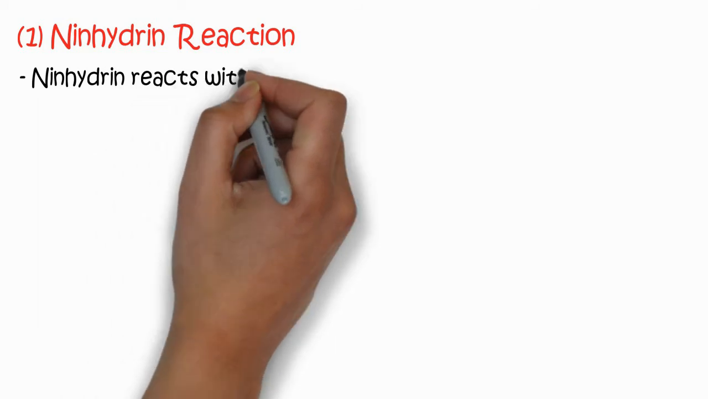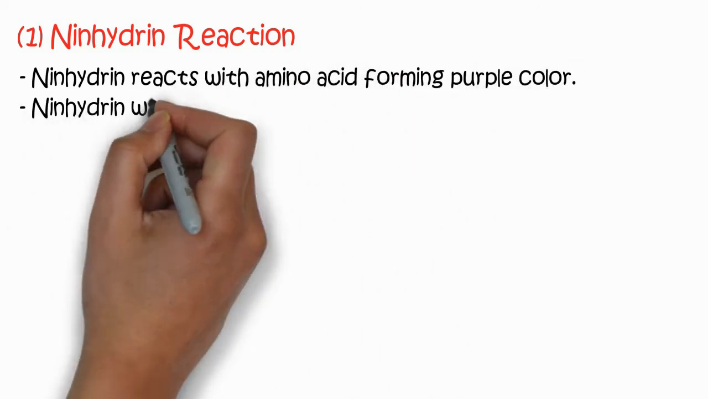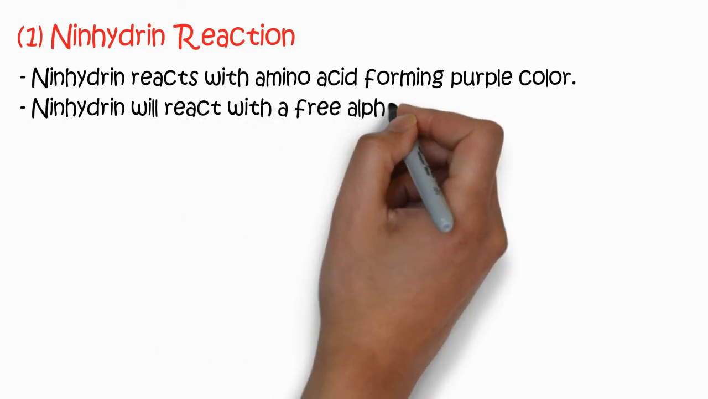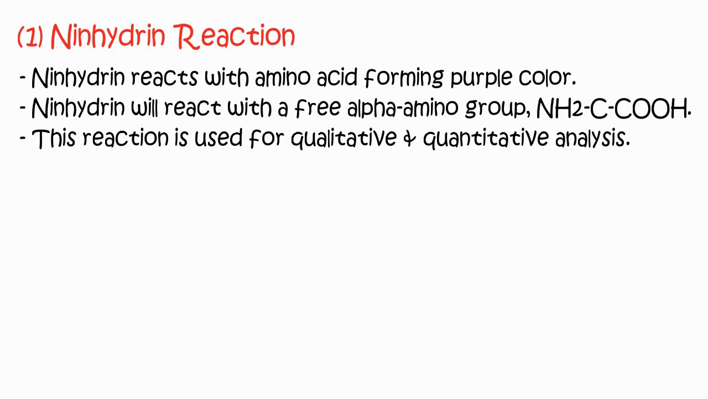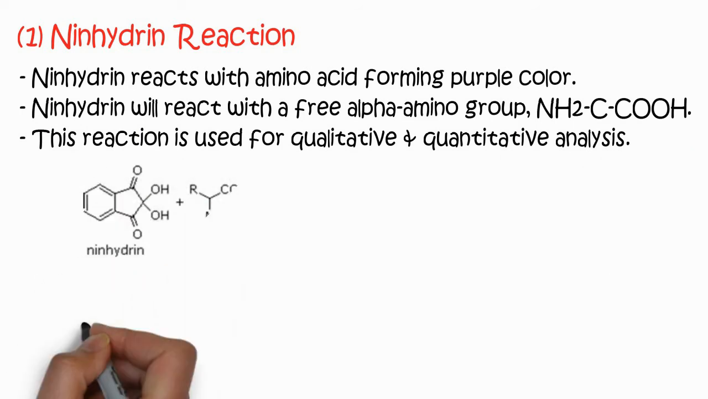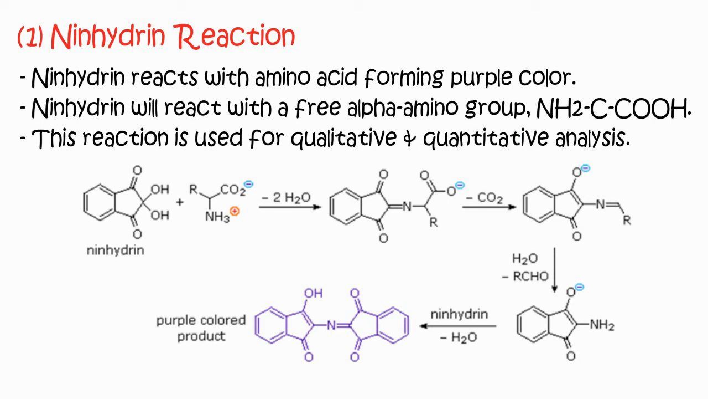First reaction is, which is a color reaction, is known as Ninhydrin reaction. In this reaction, Ninhydrin react with the amino acid forming purple color. Ninhydrin normally react with the free alpha-amino acid group. This reaction is usually used for qualitative and quantitative analysis.